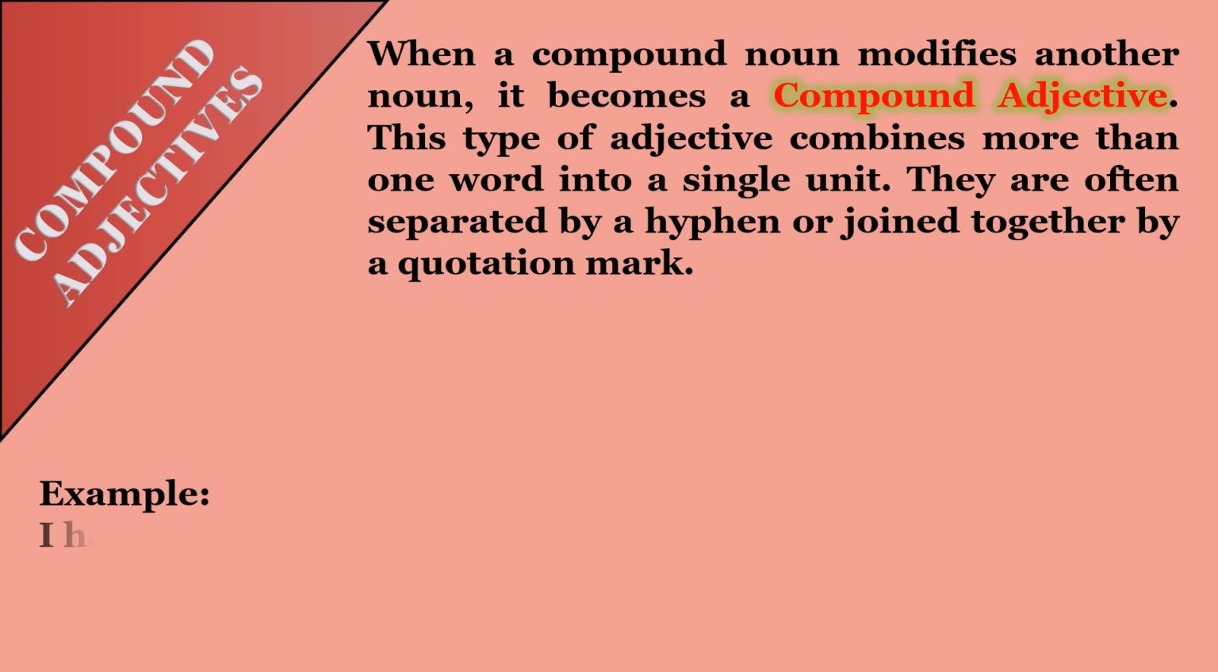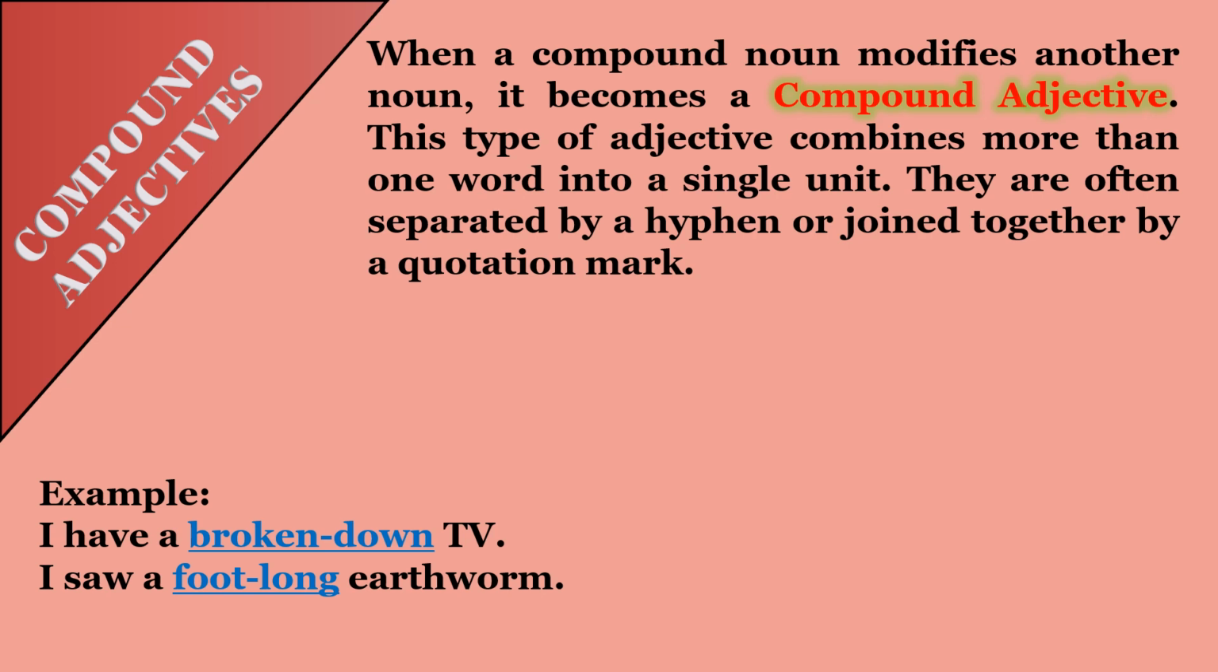And as you can see in the example, I have a broken-down TV. So TV is the noun here, and I'm using a compound word to describe it. So that compound word now becomes a compound adjective. Here it is separated by a hyphen. I saw a foot-long earthworm. Again, earthworm is the noun and it is being described by a hyphenated word, a compound word, which becomes the compound adjective.